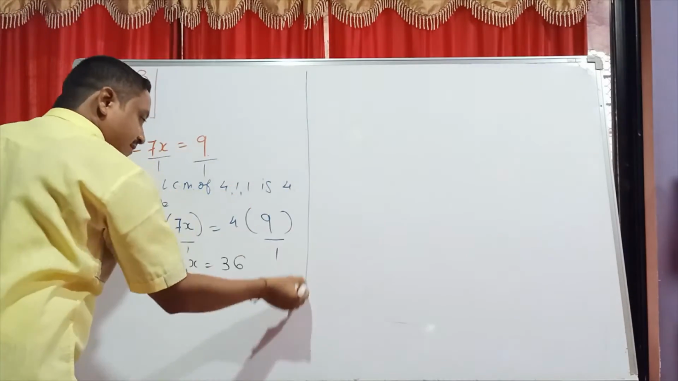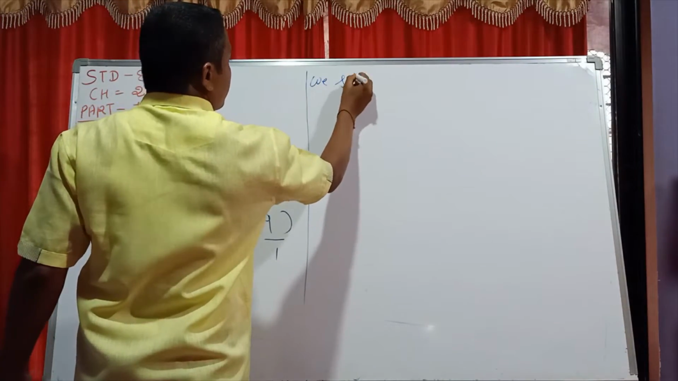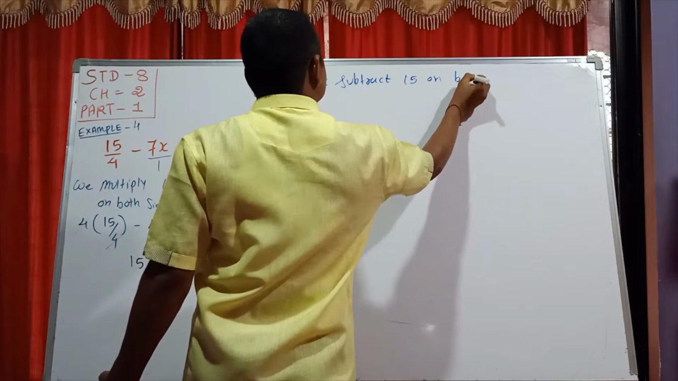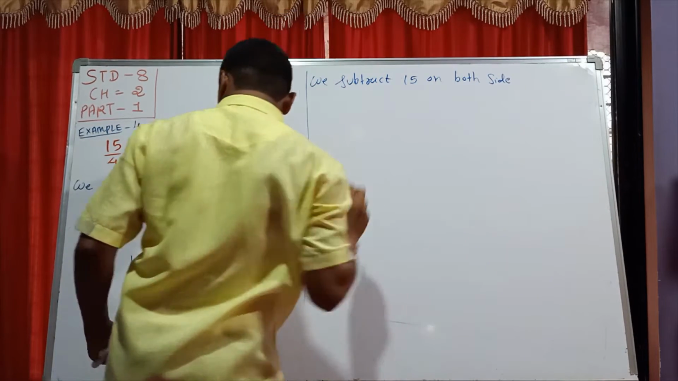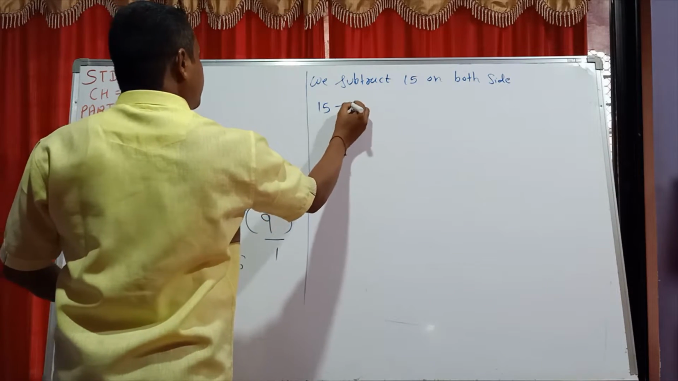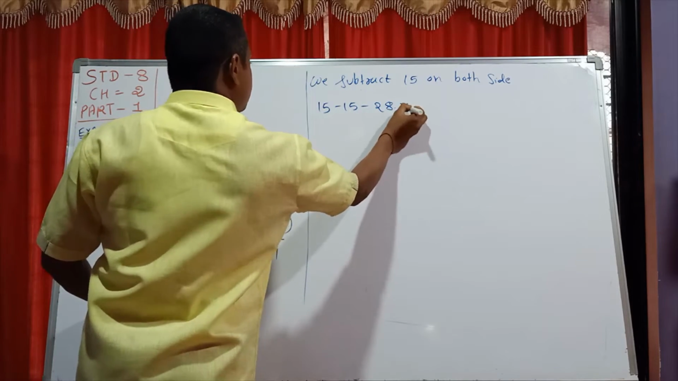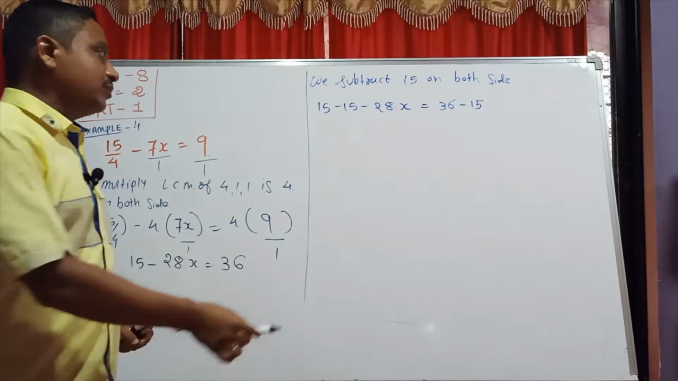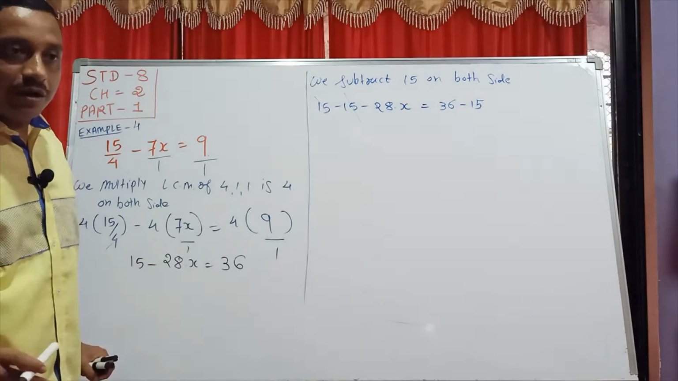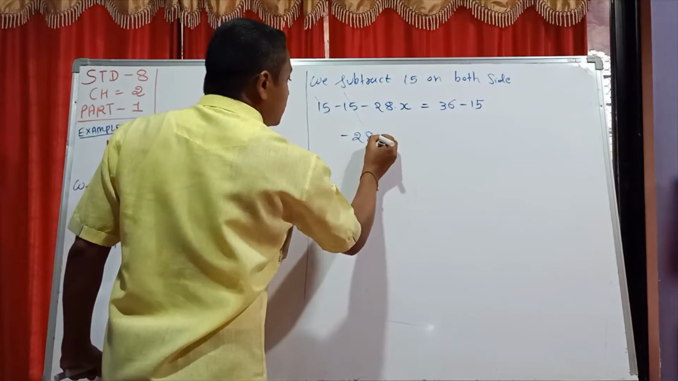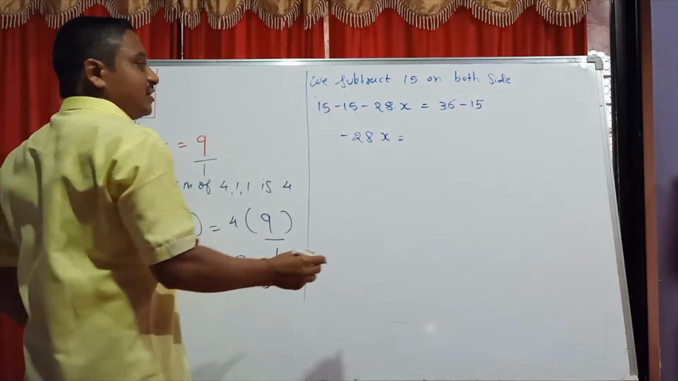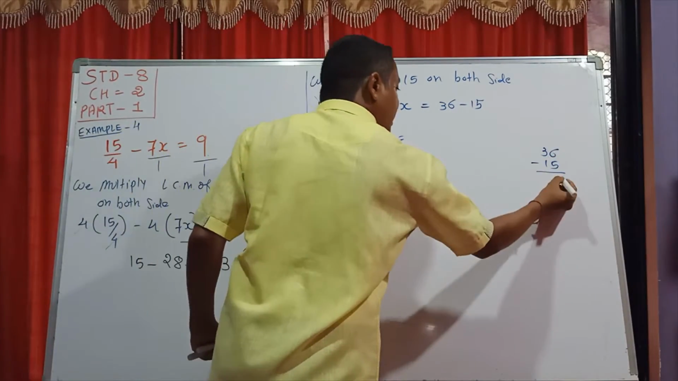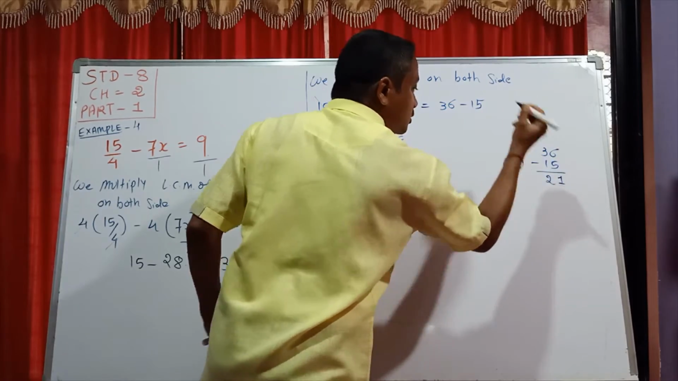The next step is we subtract 15 on both sides. It means here 15 is subtracted, and similarly here also 15 is subtracted on both sides. Now this 15 and 15, students, are easily gone. And how much is 36 minus 15? Yes, you calculate side by side. 36 minus 15: 6 minus 5 is 1, and here 3 minus 1 is 2.